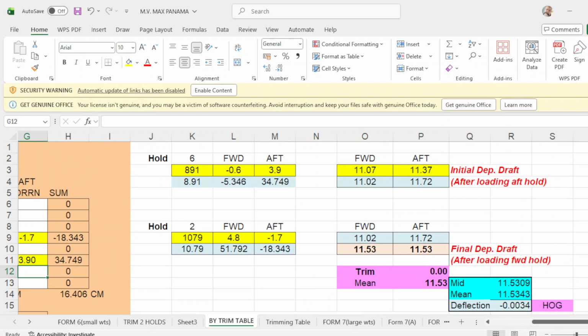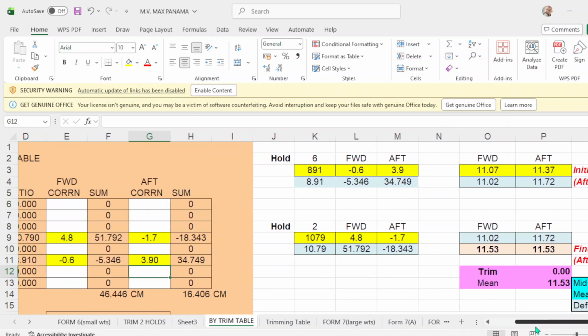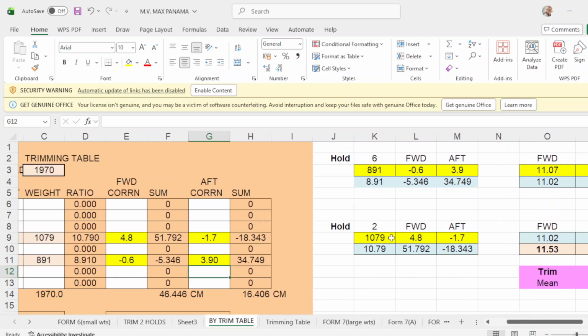I have another way of computing the trim table. First, you want to load in hold number 6 so that you will have a good trim. So take note the weight of number 6 is 891. Your forward correction is negative 0.06. Aft correction is 3.9. And hold number 2, the weight is 1079. The forward correction is 4.8 and aft correction is negative 1.7. Okay?